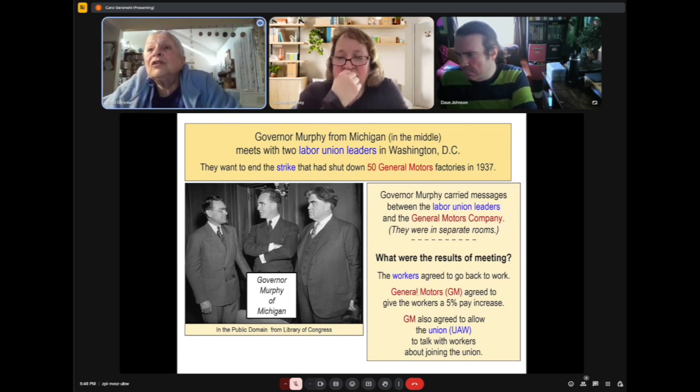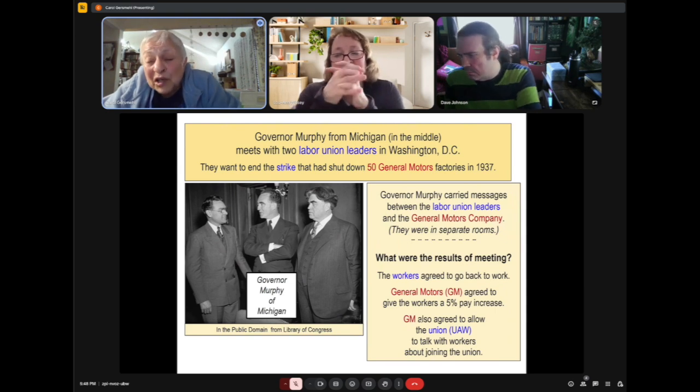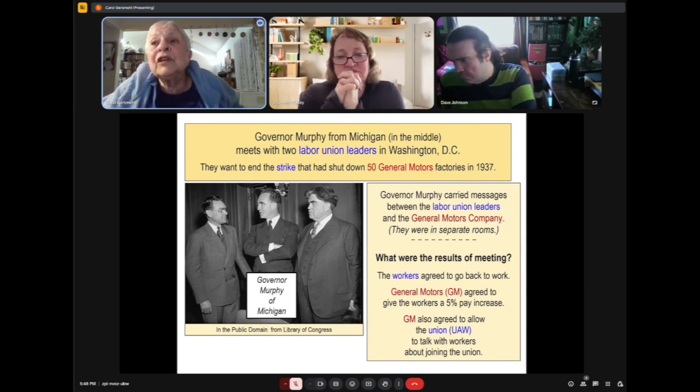All General Motors workers got a 5% pay increase, so they would be more like the average worker in the rest of the United States, and GM agreed to let the union talk to workers.